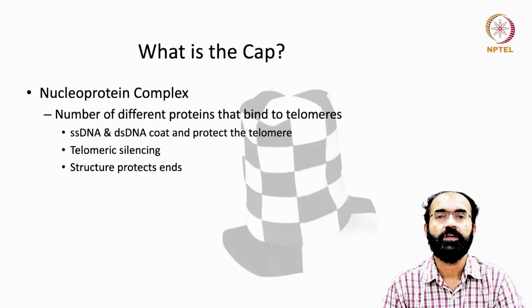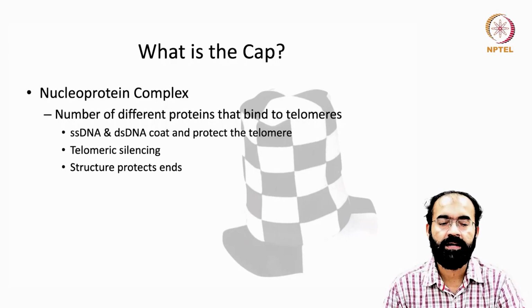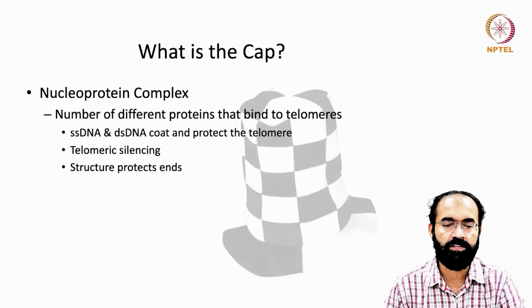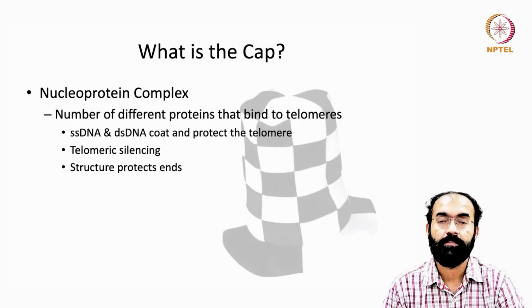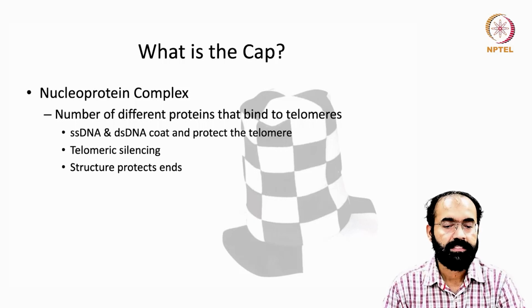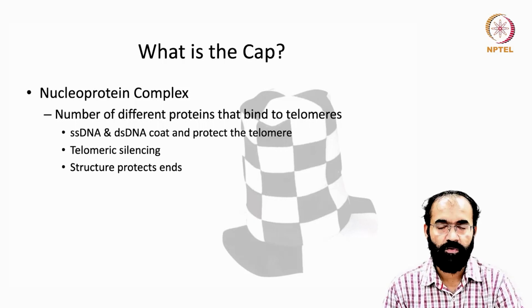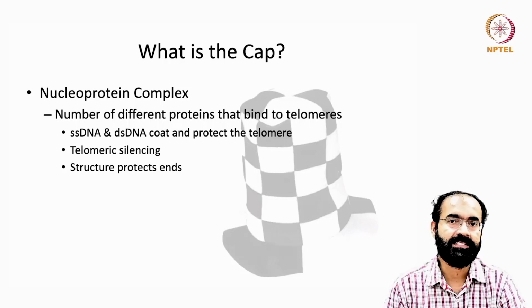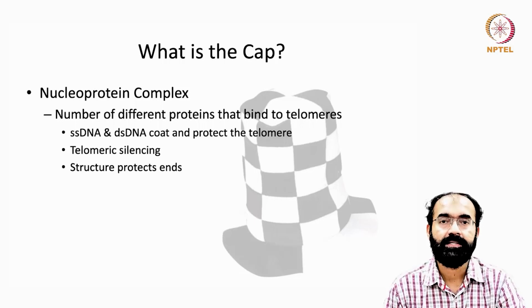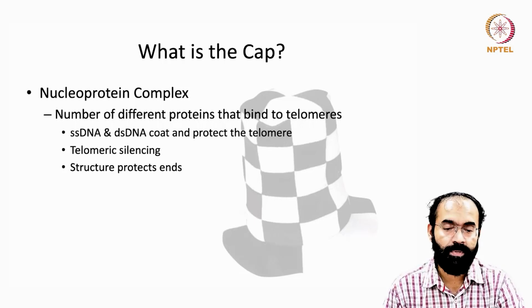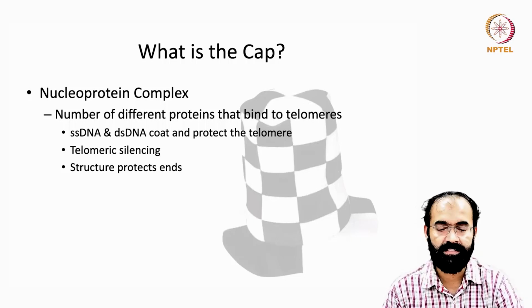Hello everyone, welcome back to another session of RNA biology. In the previous class, we saw that the telomeric structure forms a cap, a nucleoprotein complex made of DNA and proteins, and it is important in a number of different functions in the cell.